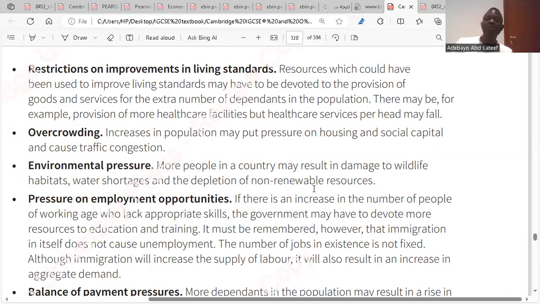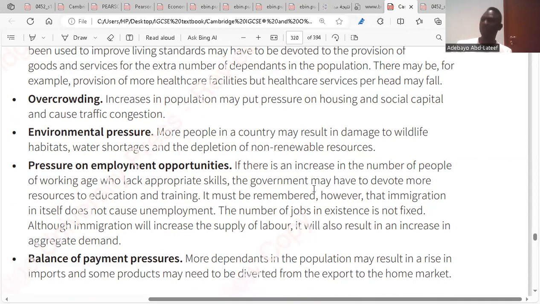Increases in population will put pressure on housing and social capital and cause traffic congestion. When there is overcrowding, the population is increasing. Exactly. There won't be houses available. There will be traffic congestion. For example, New York. I think it's clear.